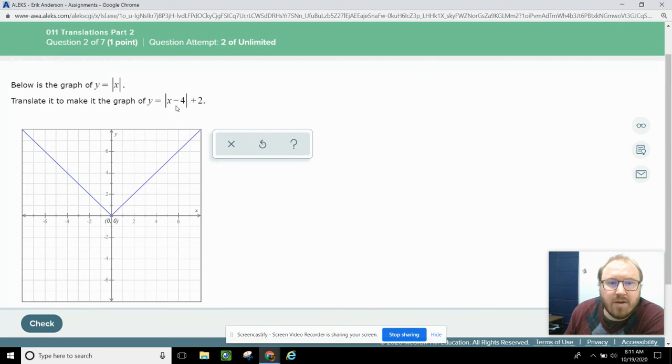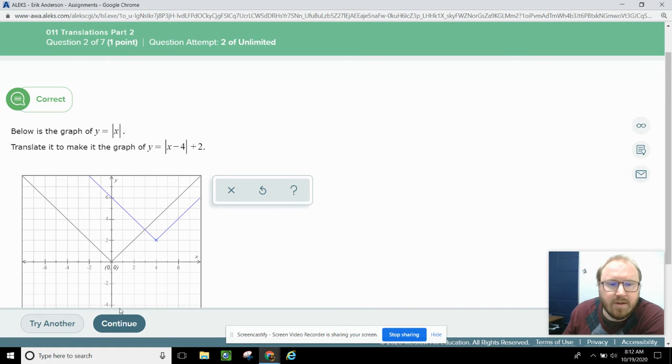Absolute value of x minus 4 plus 2. So there's an inside change of minus 4. So that's going to go to the right 4. And a plus 2 is going to go up 2, since that's on the outside. So inside and outside changes is what we're thinking about. Let's check that. Let's continue.